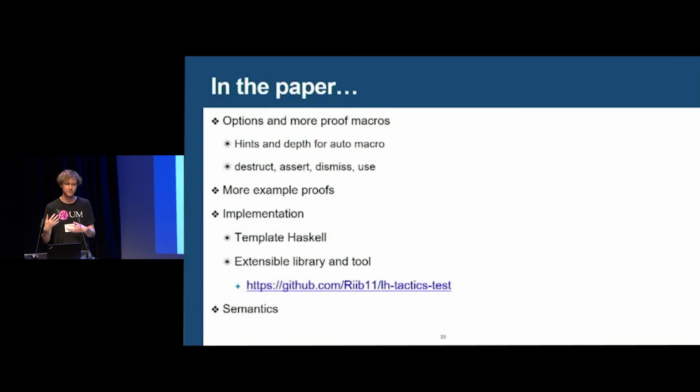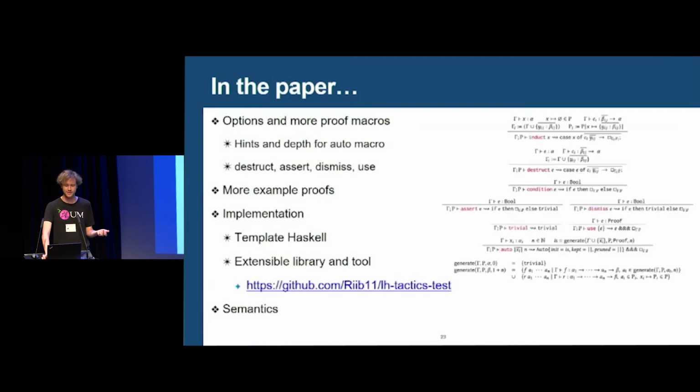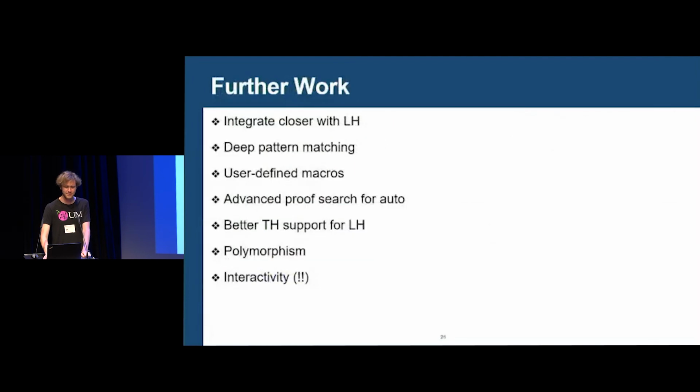The library, the tool itself, is built on a library that we wrote in Haskell. So if you wanted to, say, add more macros or modify how they work, you can extend the library and find it for yourself here on GitHub. So in the paper, you'll also find the full semantics for our proof macros. I'm not going to go into detail here, but you can find that formalization. So I thought this work was really cool, but it's certainly a limited prototype. So there's a lot of further work that I think would be really interesting to have.